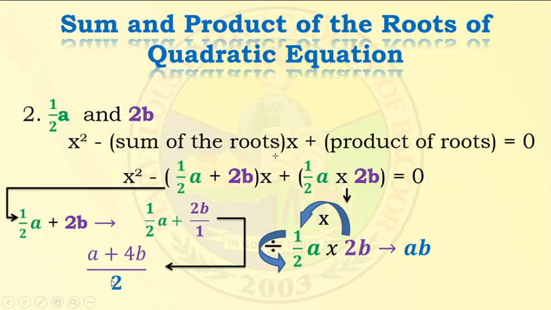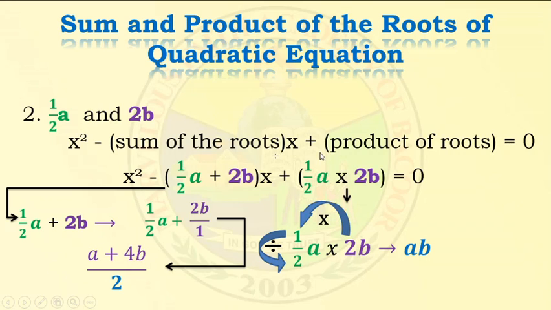Okay? And then next, divide natin 2. Divide by 2, the answer is 1. Times 1 sa numerator, the answer is 1. Okay? Kaya meron na lang tayong variable a. And then next, 2 divided by 1, the answer is 2. Times 2, the answer is 4. Kaya meron tayong 4b. Okay, so yan yung sum ng roots natin.